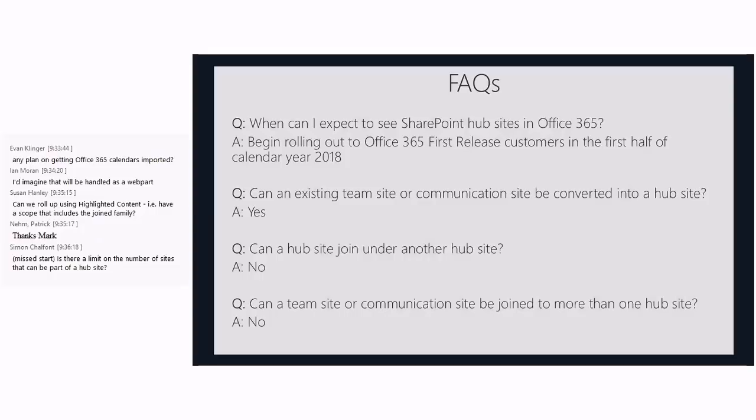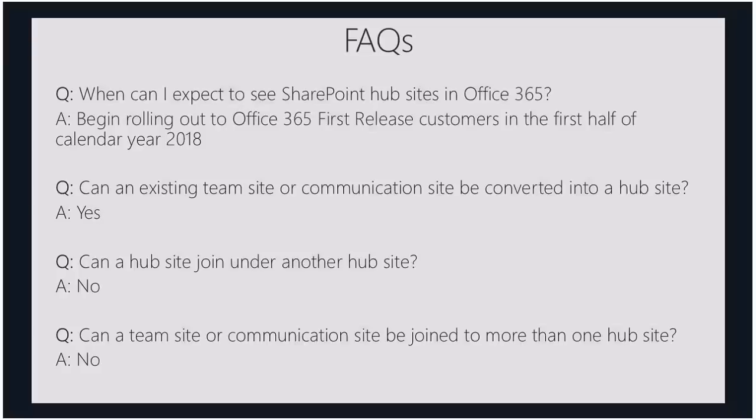The highlighted content web part, Sue, that's a great question. Certainly is something, when you think about the scoping of the search from the hub down to all associated sites, that is something that the team is thinking about how we can represent that automatically when you add a highlighted content web part at the hub page level.